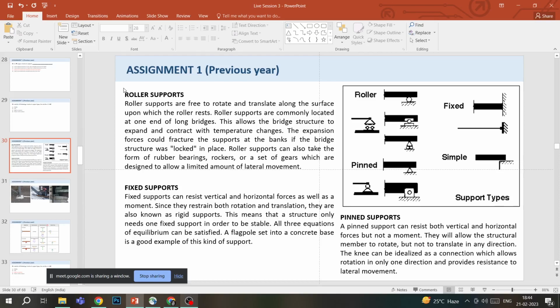Next is our pinned support. We just discussed pinned support, but I will cover the example that has been given. A pinned support can resist vertical and horizontal forces but not a moment. We just discussed that. They allow the structural member to rotate but not to move in any direction. A very organic example has been given, which is the knee. It can be idealized as a connection which allows rotation in only one direction and provides resistance to lateral movement.